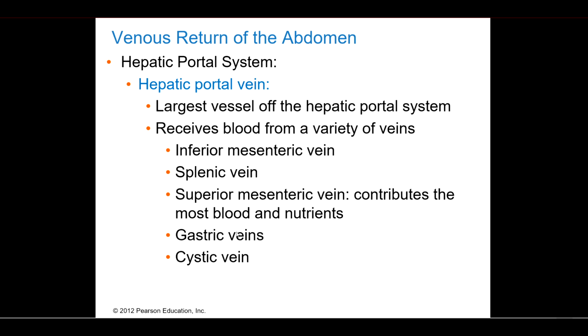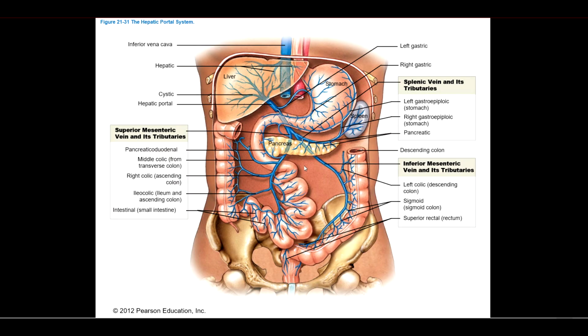Splenic vein, gastric vein, cystic vein is actually coming from the gallbladder. And then all that blood from all these veins here is going to be directed through this big guy right there. That's the one I need you to know, the hepatic portal vein. And now the liver receives that blood and it processes that blood.